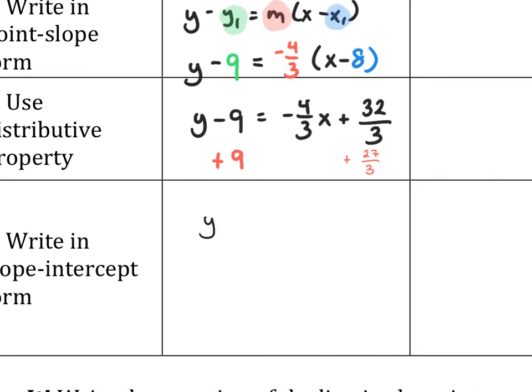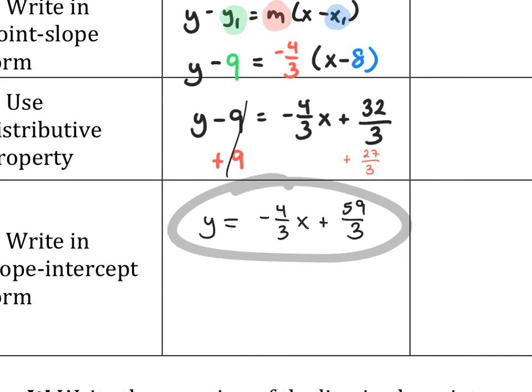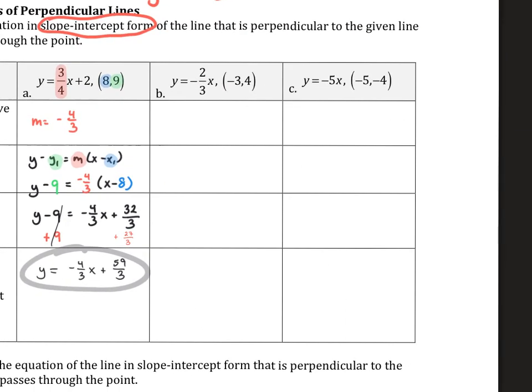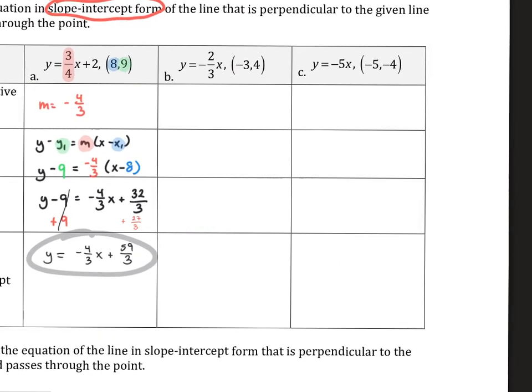Now, when I cancel those out, I get negative 4/3 x plus 59 over 3. And as ugly as that seems, that's okay. That is my answer. All right. Work through these problems and come back and check your answer.